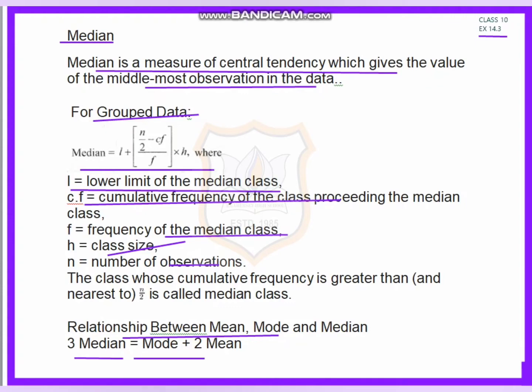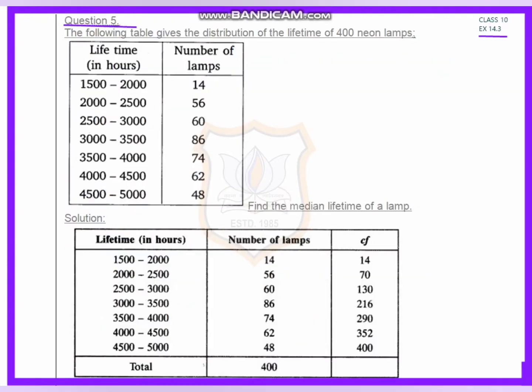The relation between mean, median and mode is 3 median equals mode plus 2 mean. We can say that mode equals 3 median minus 2 mean. You have to remember this relation and you will get a sum based on this. Let's start with how to find the median. I will solve this question first, which is very simple.